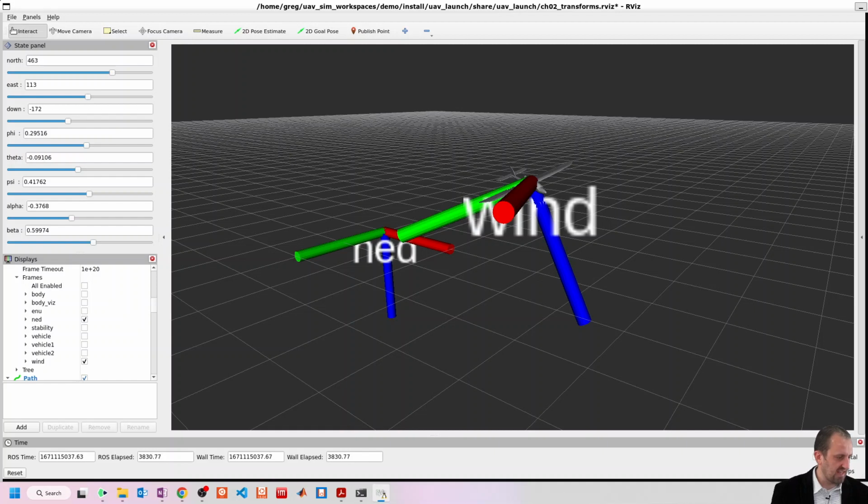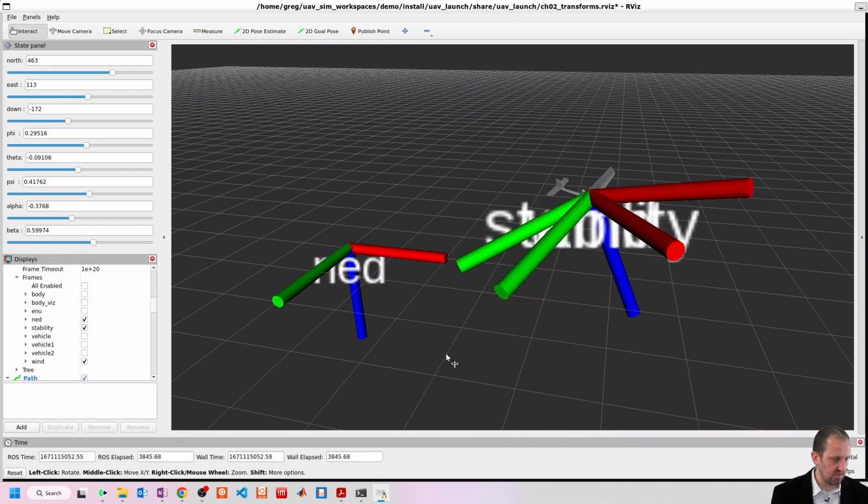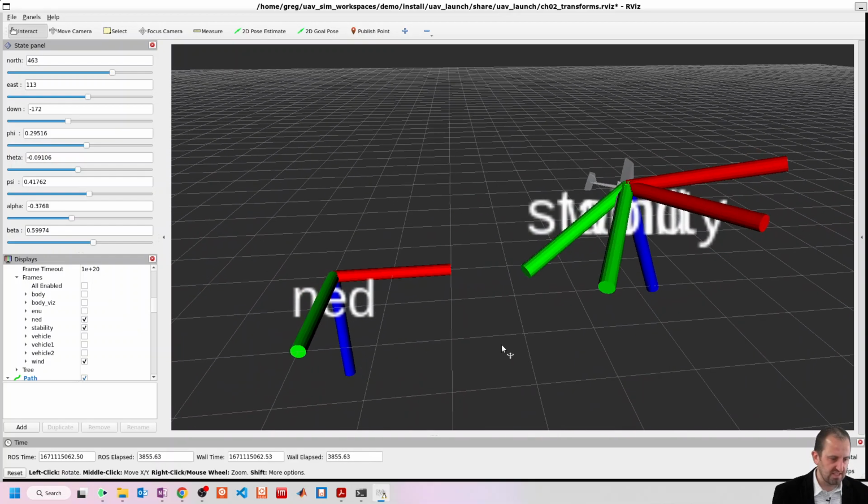So if we look at the stability frame, we're going to turn off the wind. Well, we'll keep that on, and we'll turn on the stability frame, and I want to turn on the body frame in just a second. Our stability frame isn't quite aligned to the wind vector, but what it is aligned with, you'll see, is the plane of the wind vector formed by the green and the red axes. This plane is going to be the exact same plane.